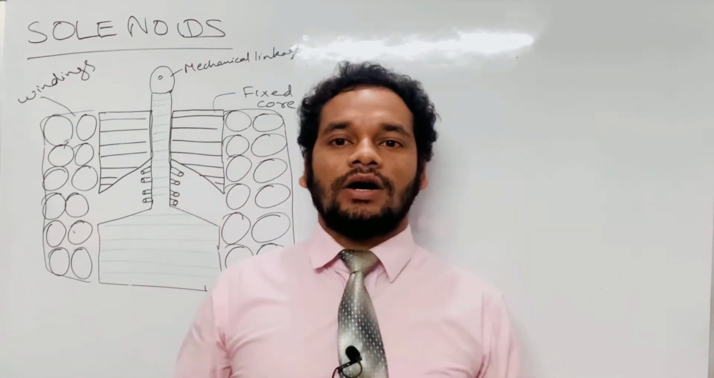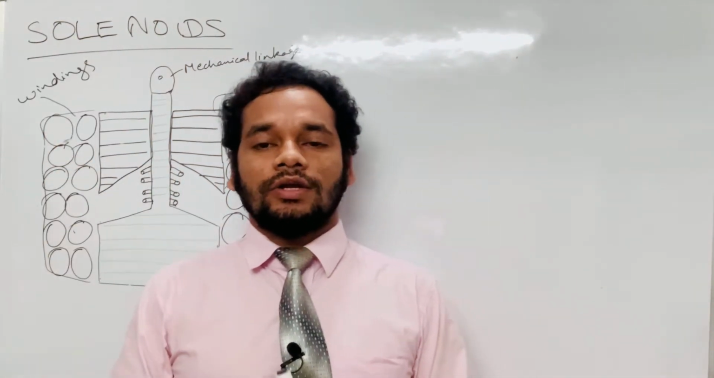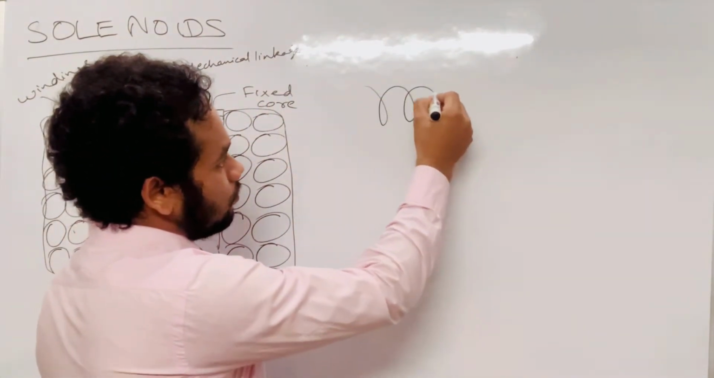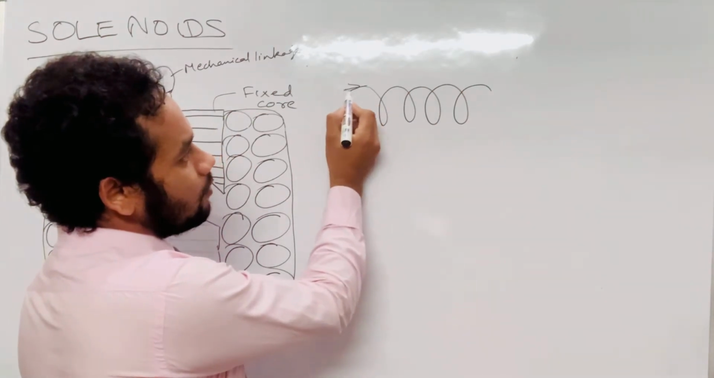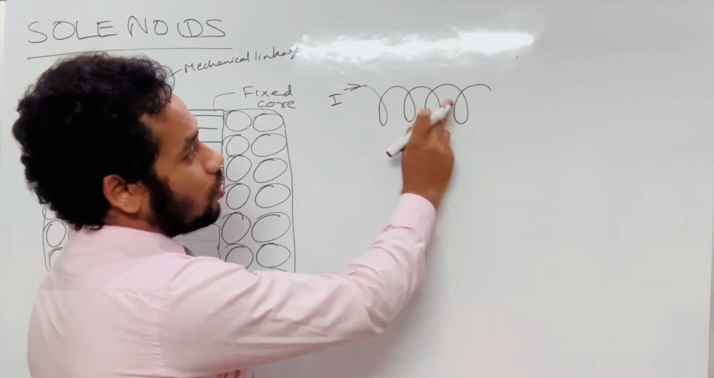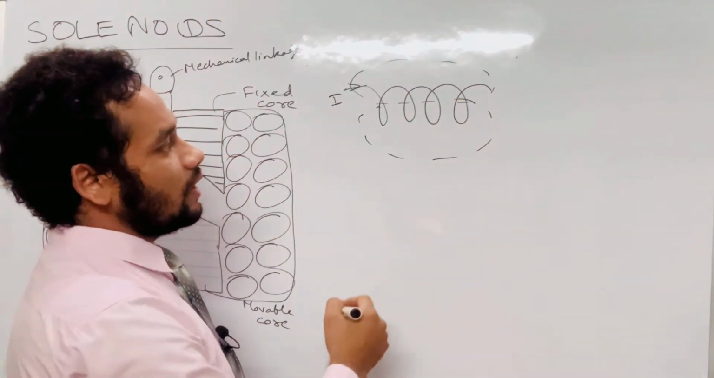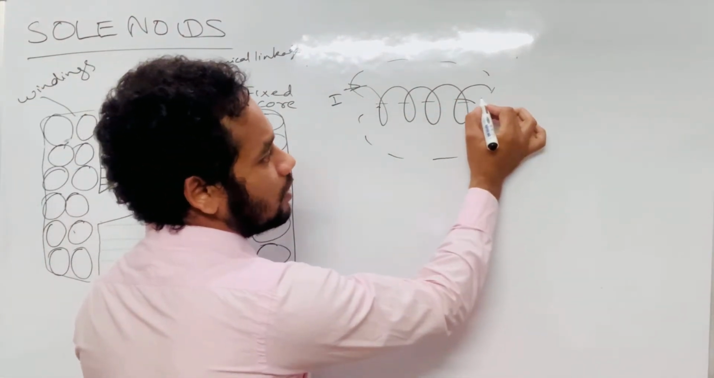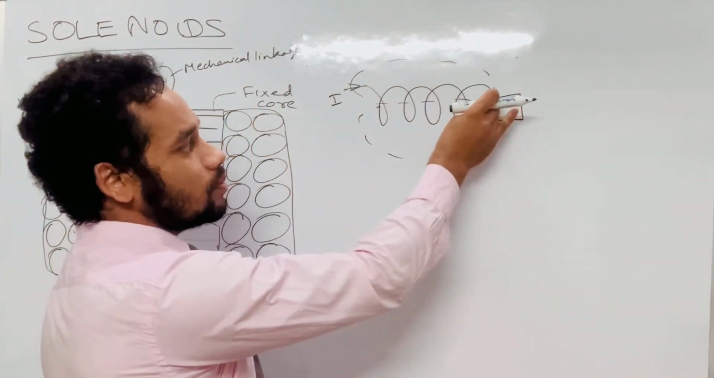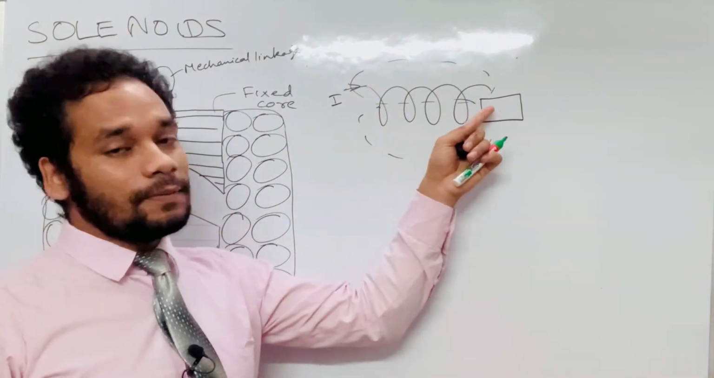So let's understand how this solenoid operates. Before learning about the operation of the solenoid, we should know some basics. Suppose there is a coil, and in this coil I give a current. Suppose I represents the current. When I supply current to this coil, it will produce a magnetic field around it, right? And if I keep a soft iron bar near it, what will happen? It will be pulled towards the coil, because of the magnetic field effect of the coil.